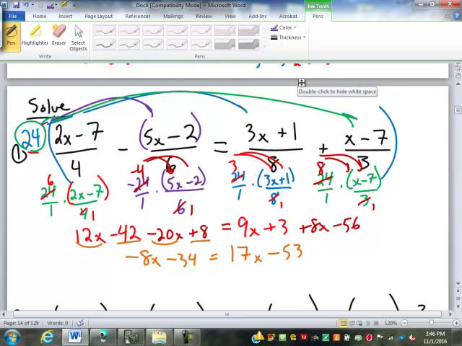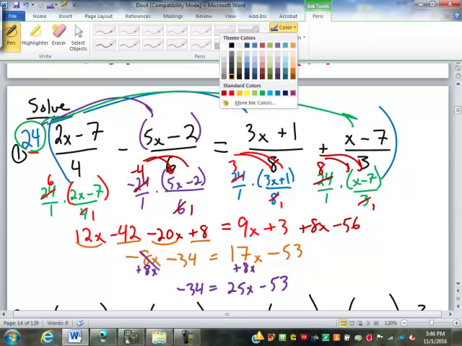Okay, now we got to get rid of one of the x's. We have an x on each side. I'm going to get rid of the negative 8x. I'm going to add 8x to both sides. So what we have right now is negative 34 equals 17 plus 8x is 25x minus 53.